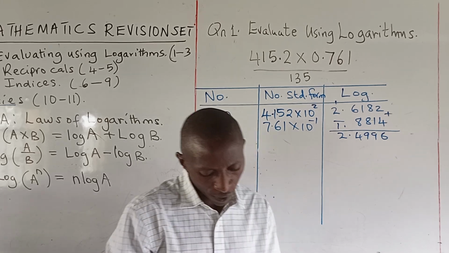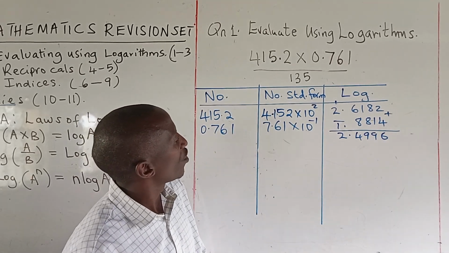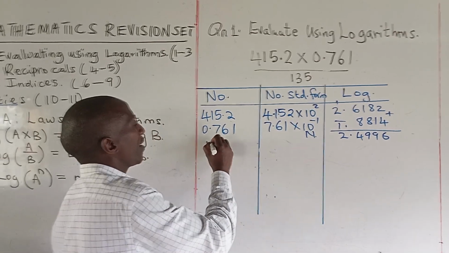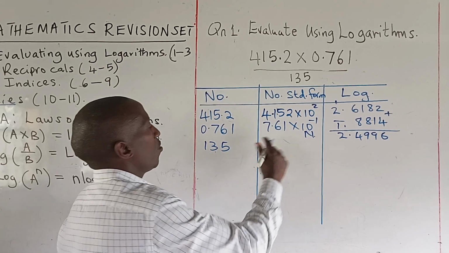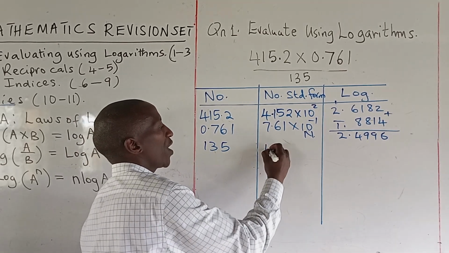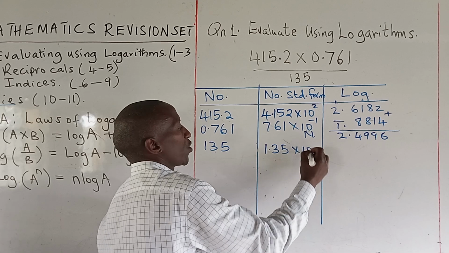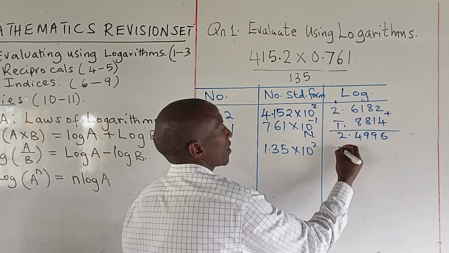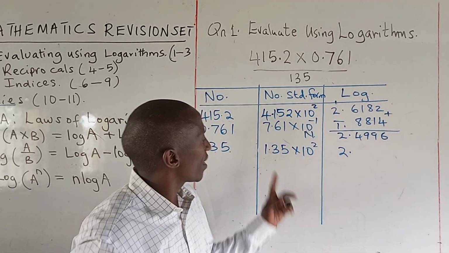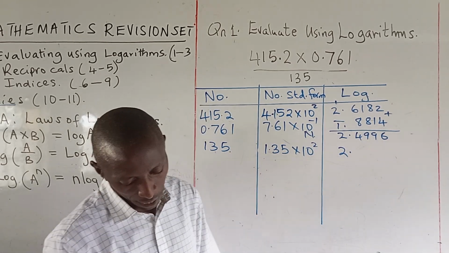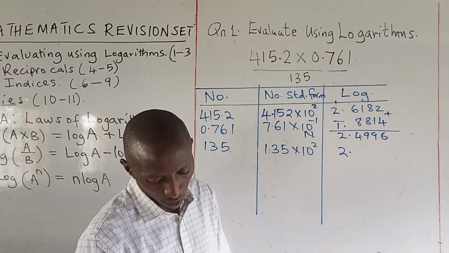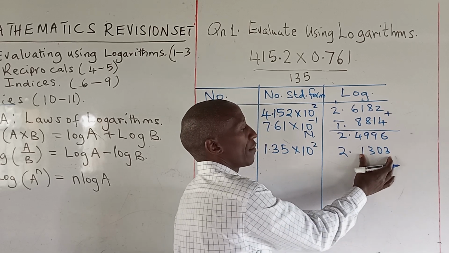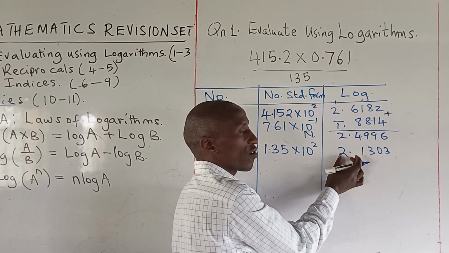Now, let us go on with the denominator. This gives us the numerator. In the denominator, we have 135. So, this number in standard form gives us 1.35 times 10 to the power 2. The decimal point is here, so 1, 2, power 2. And that gives us 2 point. So, let's read the logarithm of 1.35. I'm getting 1303. This part of the logarithm is called the mantissa. This part is called the characteristic.